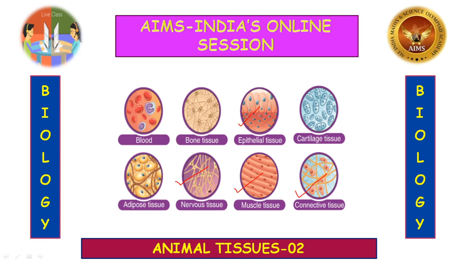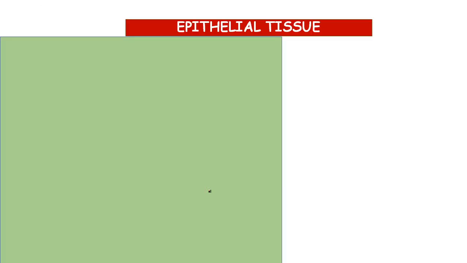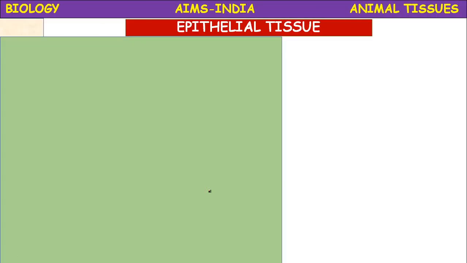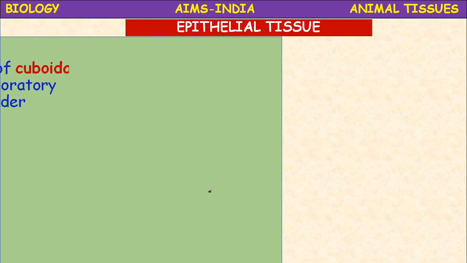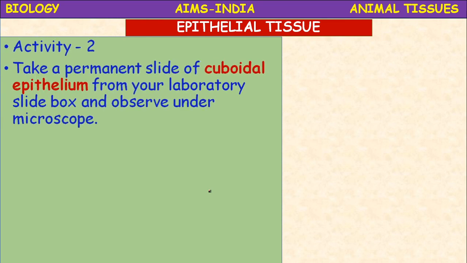There are 4 major types of tissues present in the animal body, which are located at different places and perform different functions. Okay, let us study further. Epithelial tissue, the first tissue, fundamental tissue. With the help of an activity, let us study.